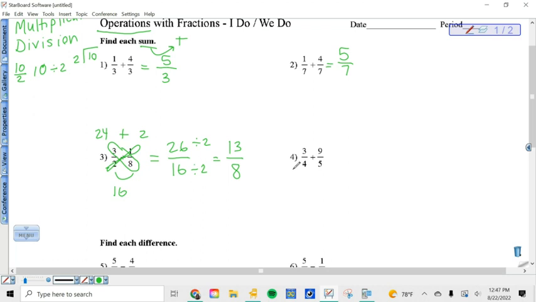So I circle 5 and 3. If you didn't get that right, take a look. 5 times 3 is 15. 4 times 9 is 36. 4 times 5 is 20. What do I do with my 15 and 36? I add them. What's 15 plus 36? 51. And my denominator is 20. There we go. Perfect.